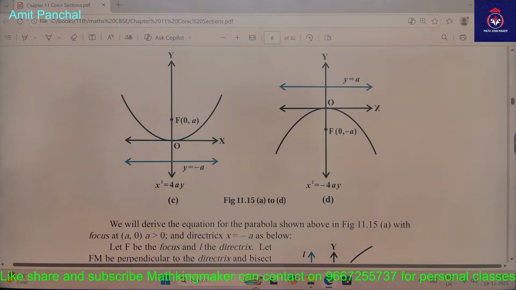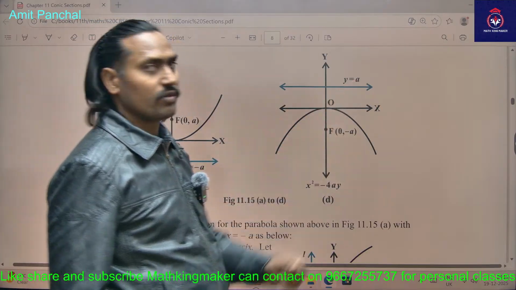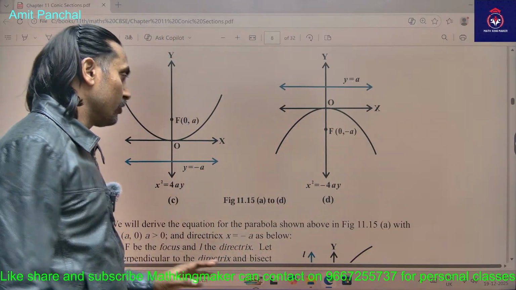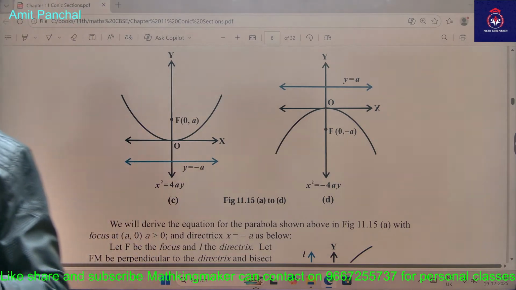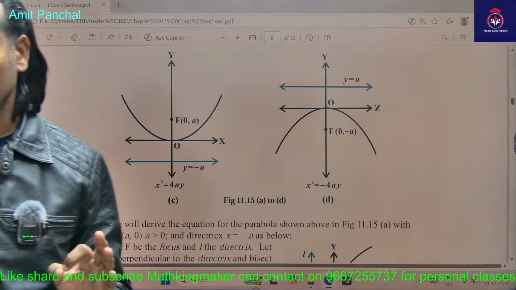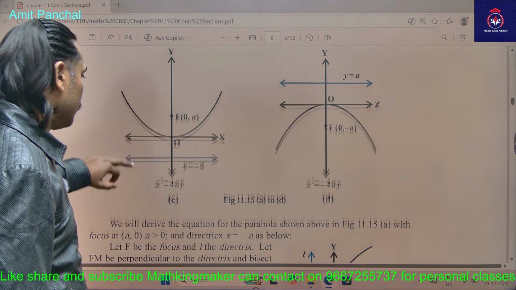Okay, sir. So that will be y equal to minus a, and y equal to a will be your directrix. Just learn the concept, don't try to mug up whatever the directrix is. Got my point?